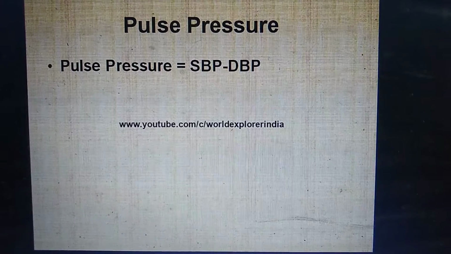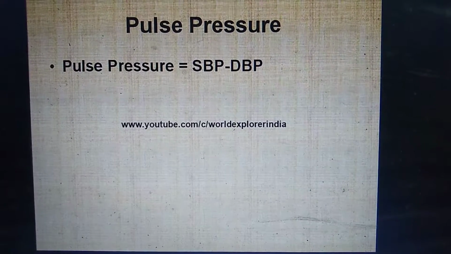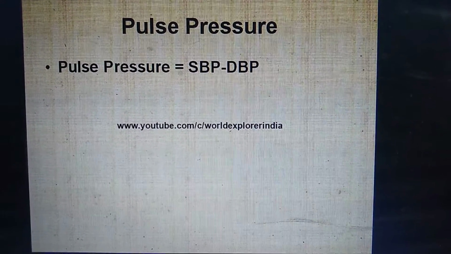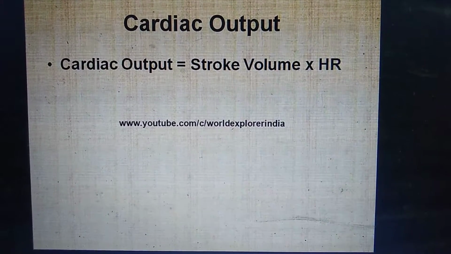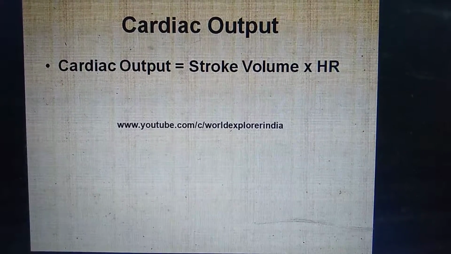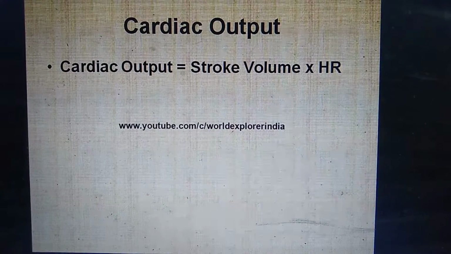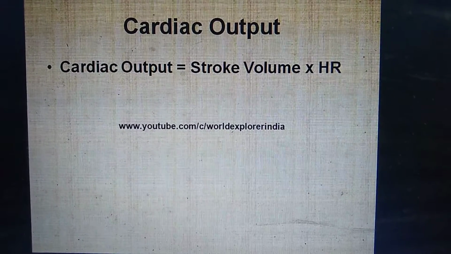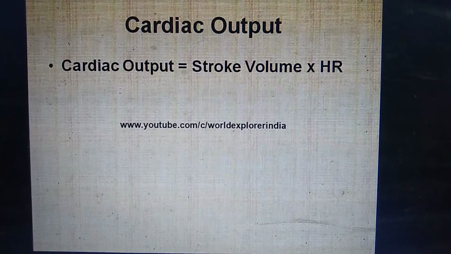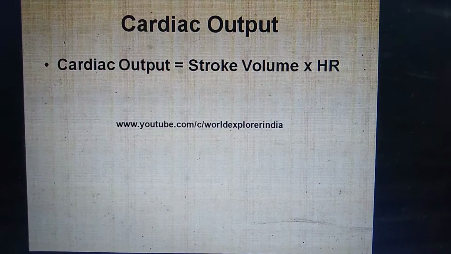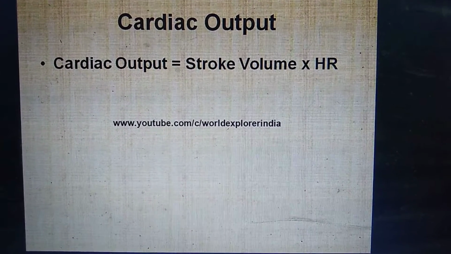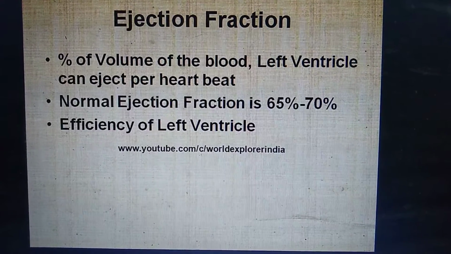Now blood pressure, we know that pulse pressure is important. Pulse pressure is equal to systolic blood pressure minus diastolic blood pressure. Cardiac output is equal to stroke volume times heart rate. So stroke volume, let's assume it is just 70 ml. Now if the heart rate is 70, it will be 4900. So approximately in 1 minute, 4900 ml, that is approximately 5 liters of blood present in the human body, passes through the heart. So this is a normal thing.